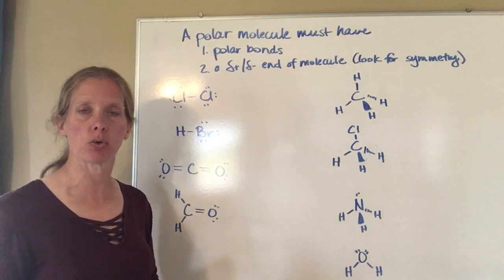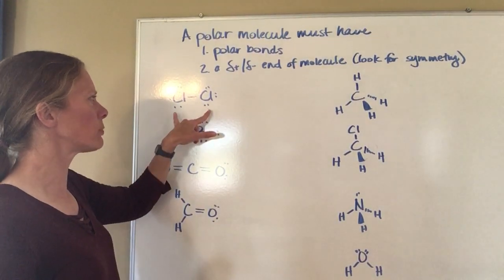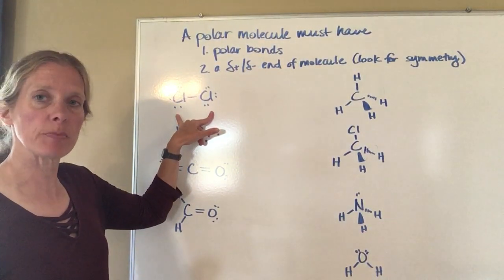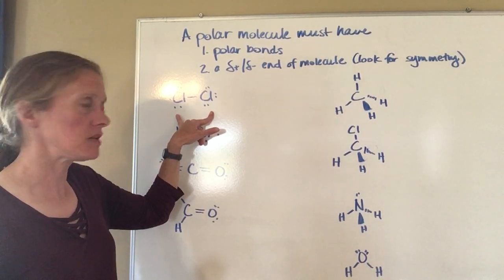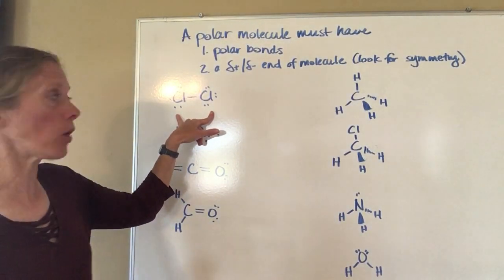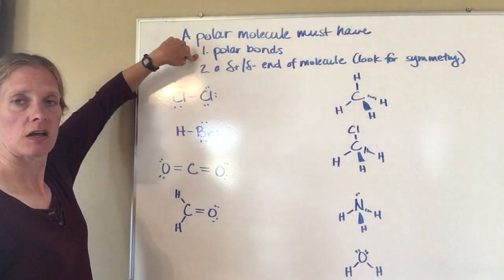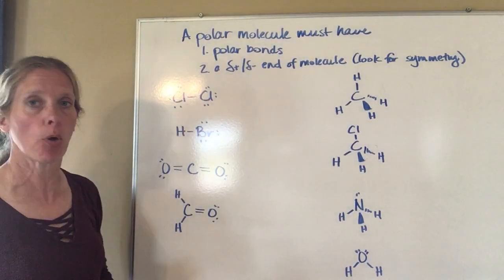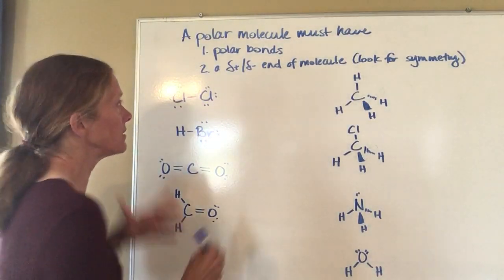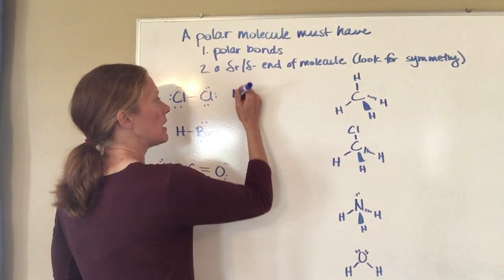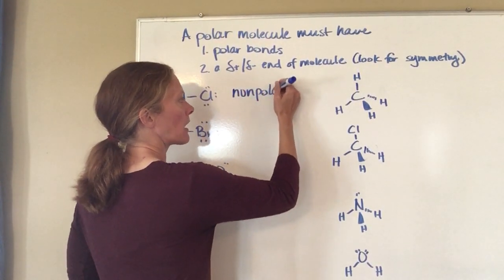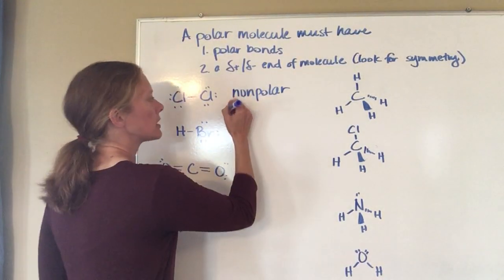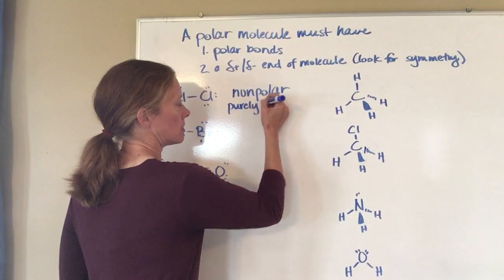So this Cl2 molecule, when we talked about polar bonds, we said, well, these are both Cl atoms, and so they're going to be pulling equally, and so what that means is that this bond isn't polar. So it doesn't fit the first requirement of having a polar molecule because it doesn't have a polar bond. So if it doesn't have a polar bond, it can't be a polar molecule. So this molecule is going to be non-polar, or you will also see your book call this purely covalent.